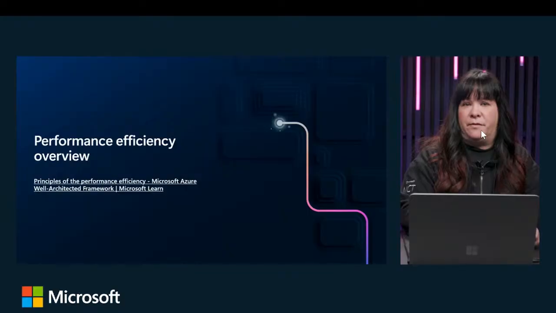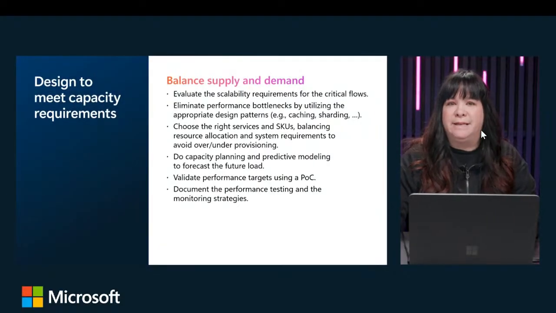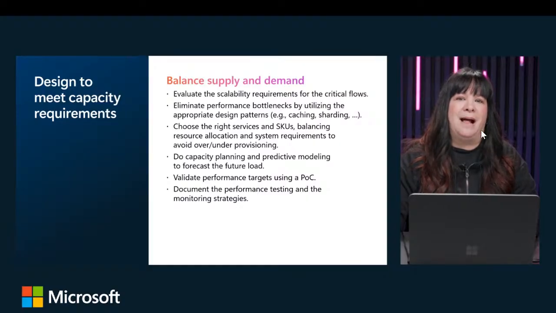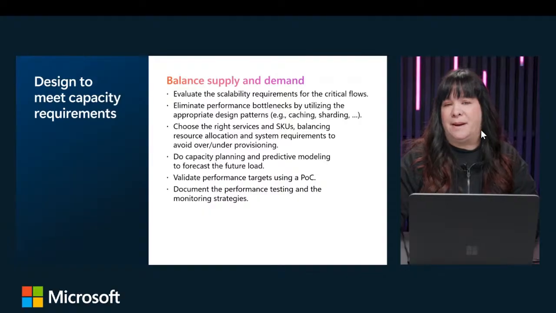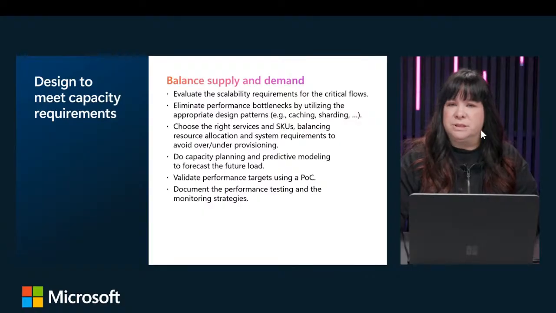So let's get into more about performance efficiency, our next pillar. To design to meet the capacity requirements, the goal is to provide just enough supply to address anticipated demand. It's essential to balance supply and demand, and evaluate the scalability requirements for your critical flows to ensure that your system can handle the expected load. Eliminate performance bottlenecks by utilizing appropriate design patterns such as caching and sharding. Choose the right services and SKUs, and balance resource allocation and system requirements to avoid over or under provisioning.